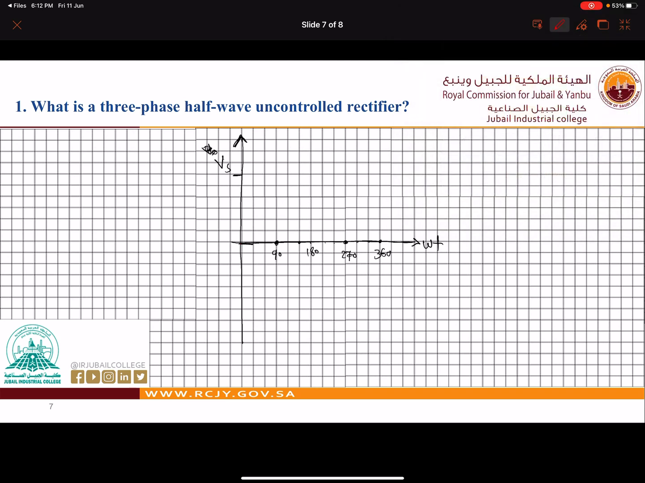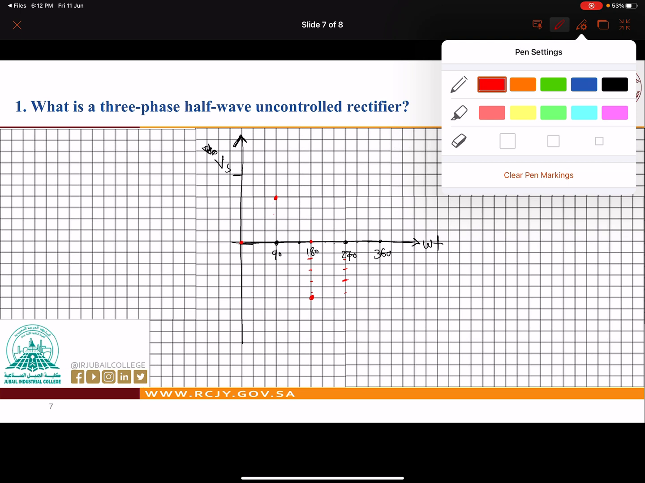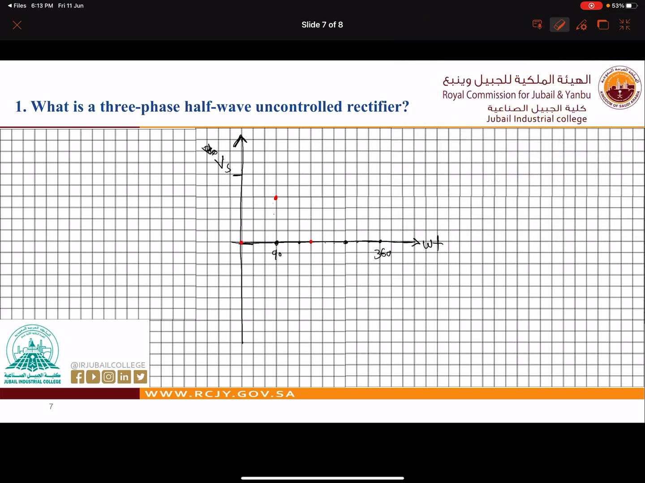So of course it will start from 0 and its peak will be at 90. So this is our peak, okay? And it will return to 0 and then it will go to the negative peak. How many boxes do we have here? 1 box, 2 boxes, 3 boxes, 4 boxes, right? Sorry, it should be 270. Let me just do it again. This is 180. This is 270.